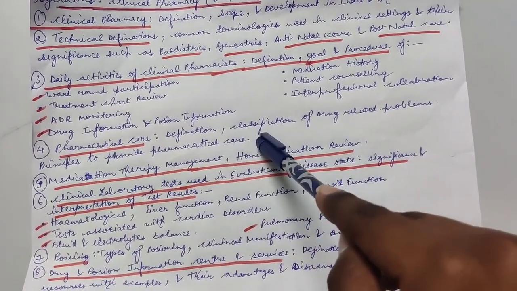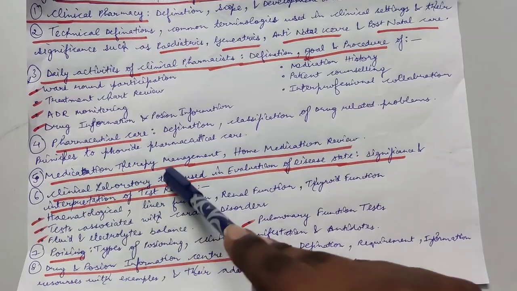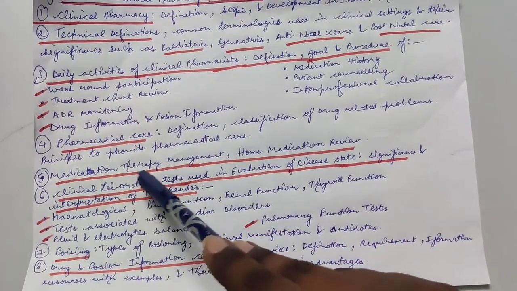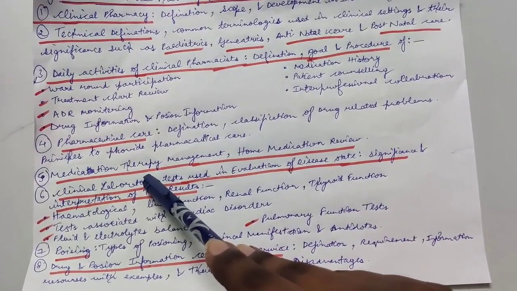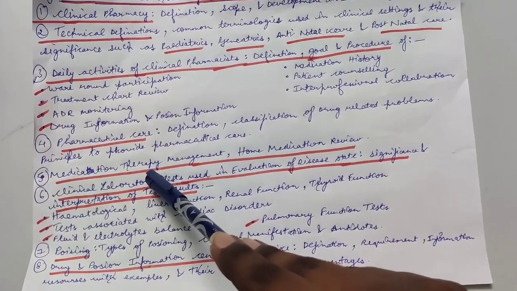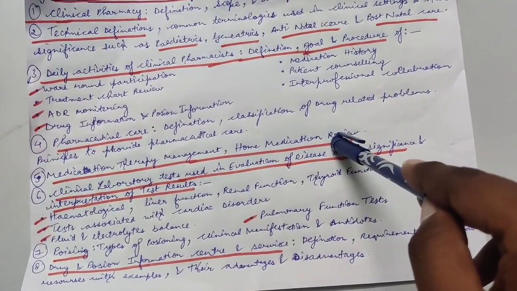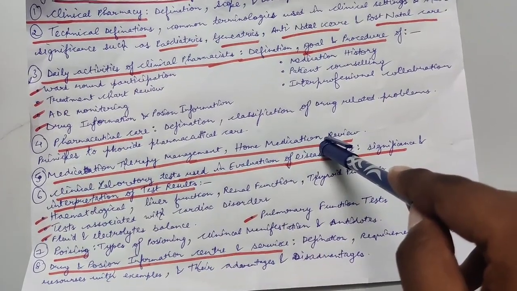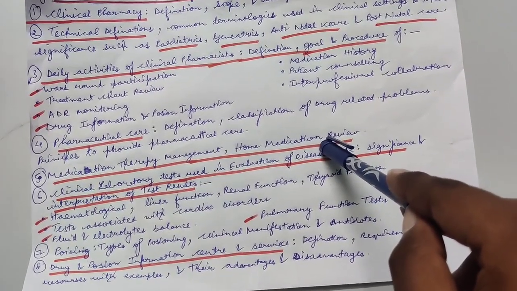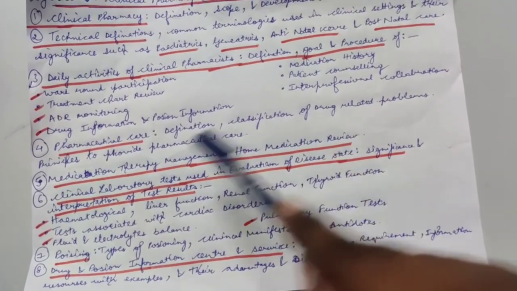Fourth is pharmaceutical care, its definition, classification of drug related problems, principle to provide pharmaceutical care to the patient. Fifth is medication therapy management, how to manage the medication therapy according to the multiple disease condition of the patient. Home medication review, asking the patient about how the medication he is taking. It is known as the medication home review.